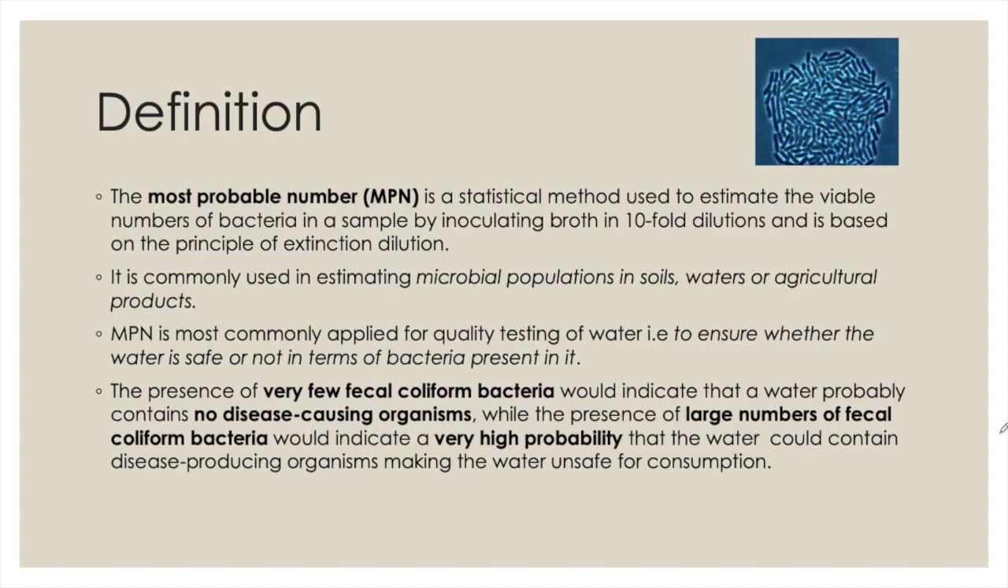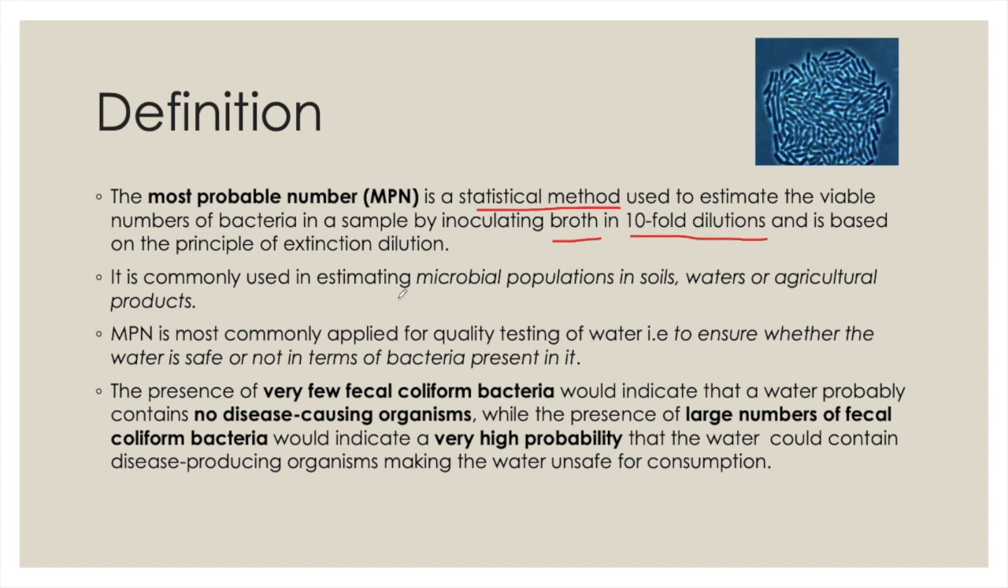What is MPN test? First of all, what is most probable number? The most probable number MPN is a statistical method used to estimate a viable number of the bacteria in a sample by inoculating broth, that is lactose broth, in 10-fold dilution, that is 10 times concentrated solution, and is based on the extinction dilution principle.